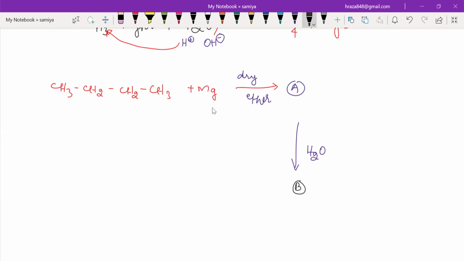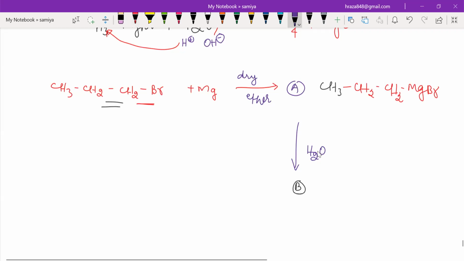So what will be the product? You know that whenever an alkyl halide is reacting with magnesium, what will be the product? CH3, CH2, CH2, and then MgBr will form.